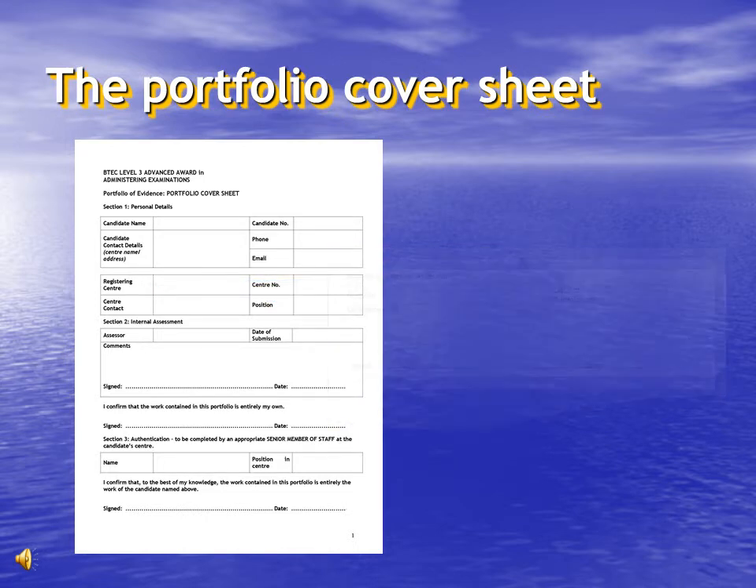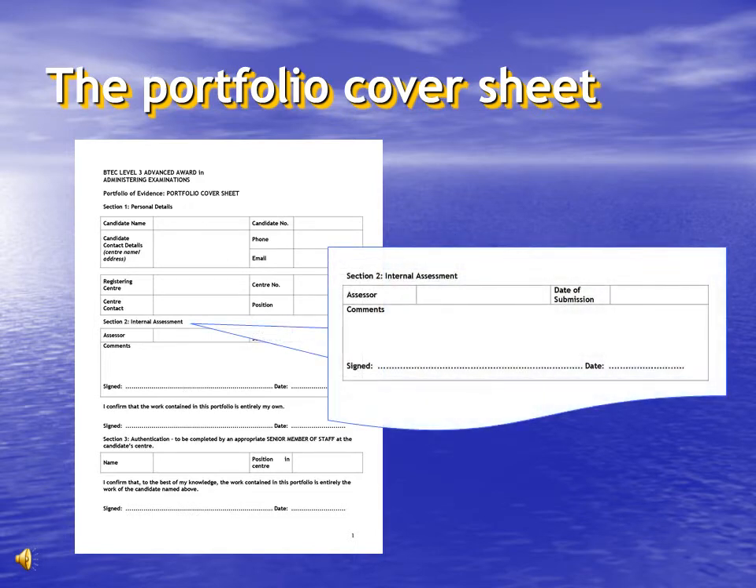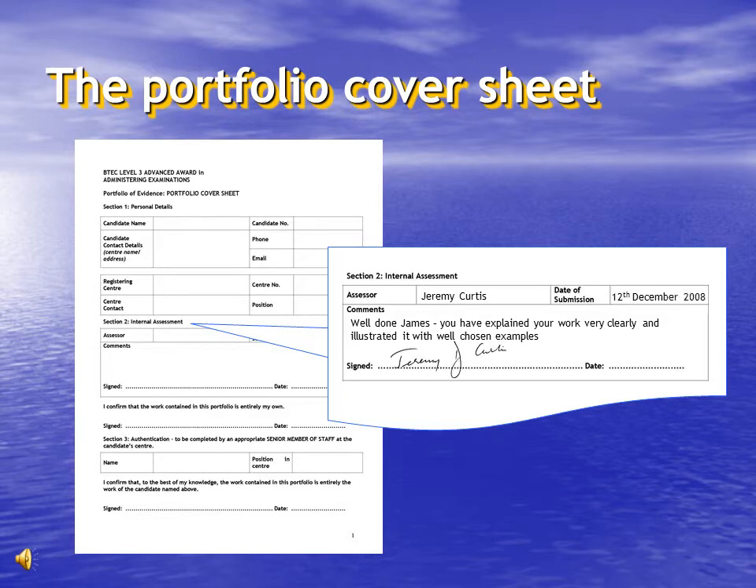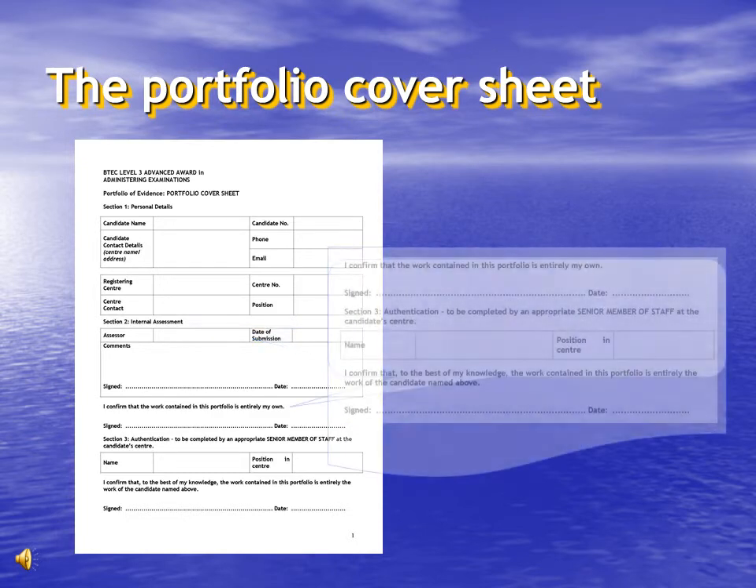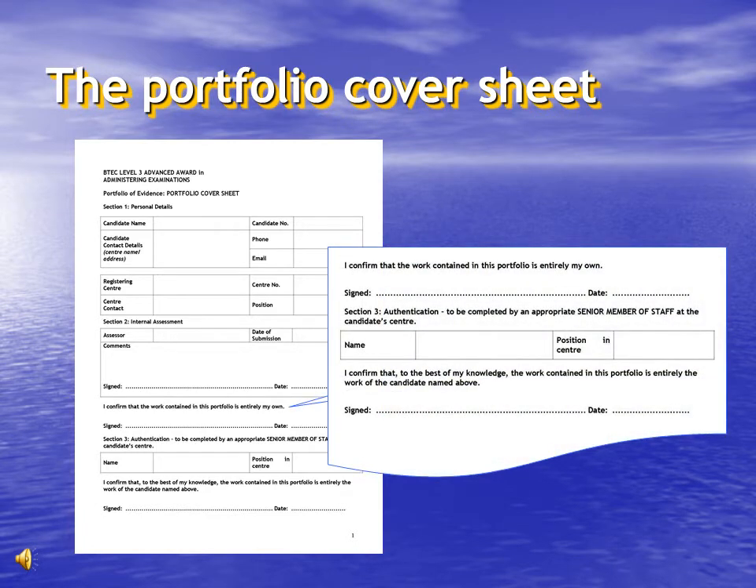The next part of the form is for your assessor. It's in here that he or she will put some comments about your work, as well as their own details, and the date of submission and the date of assessment. Finally, you need to date and sign the portfolio cover sheet stating that it's all your own work, and also get it signed by someone in your centre that knows you and your work and can also authenticate the portfolio.